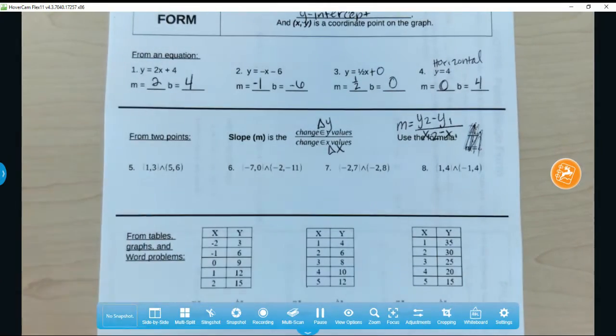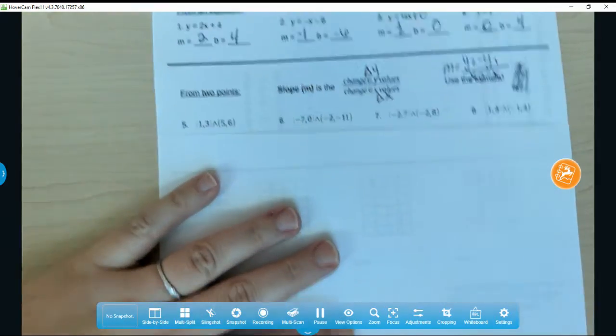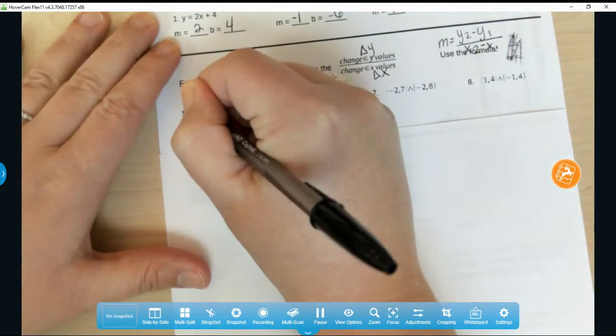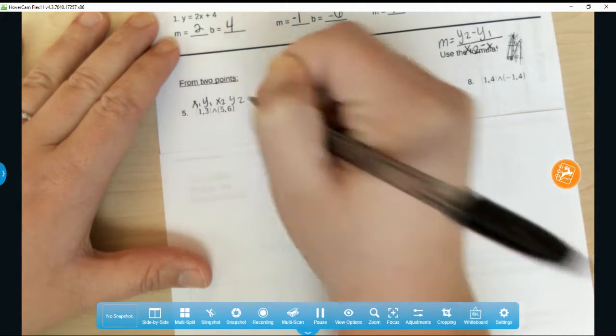So if I have this point, 1, 3, and 5, 6, let me get a sheet of paper so I don't have to write too small for you guys. So I know that 1, 3, 5, 6. So I know that's x1, y1, x2, and y2.